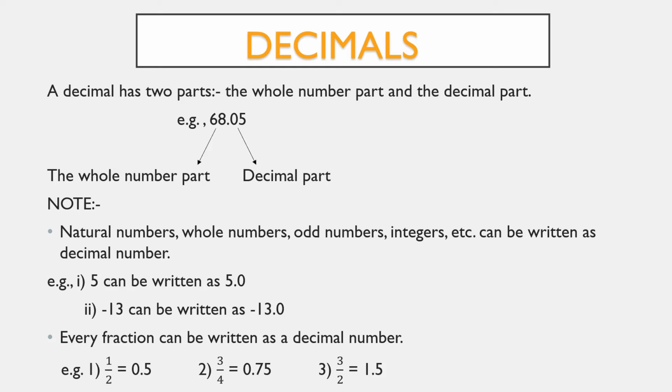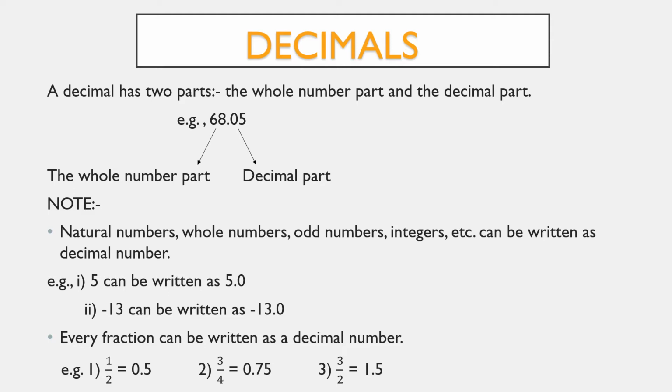One more example, let's see over here. I've taken here minus 13, right? So minus 13 also can be written as minus 13.0, or you can write minus 13.00. Got it? So all numbers you can write in the form of decimals.